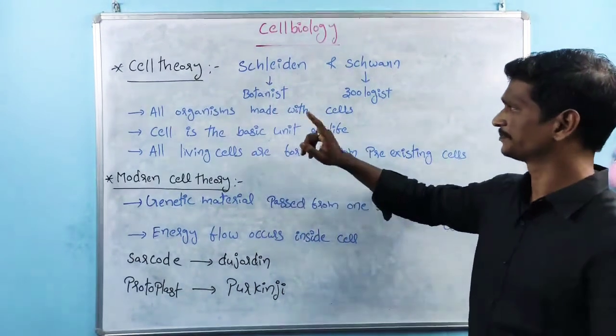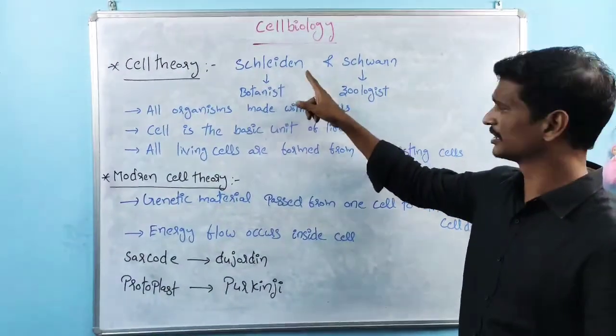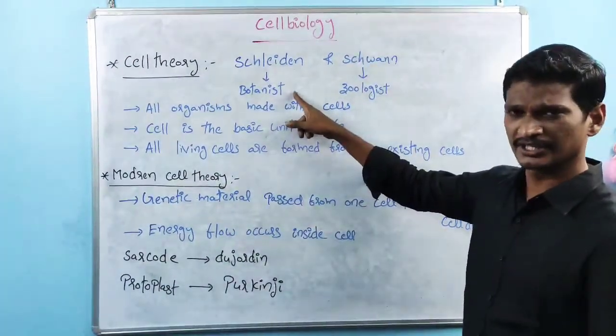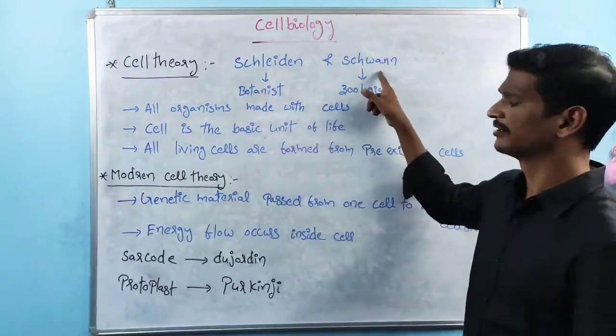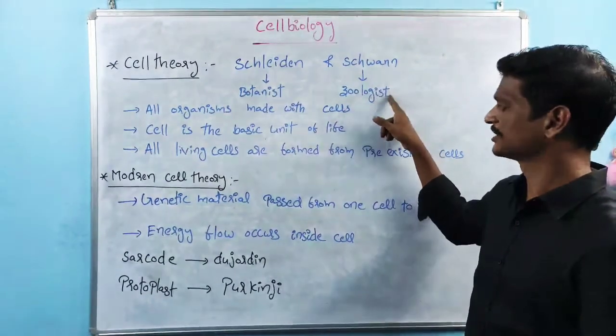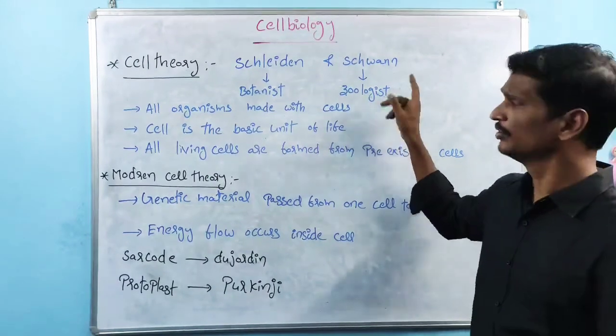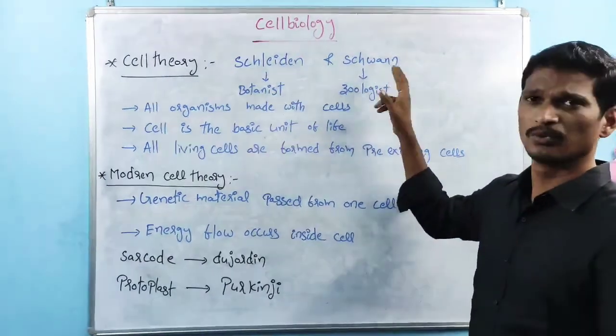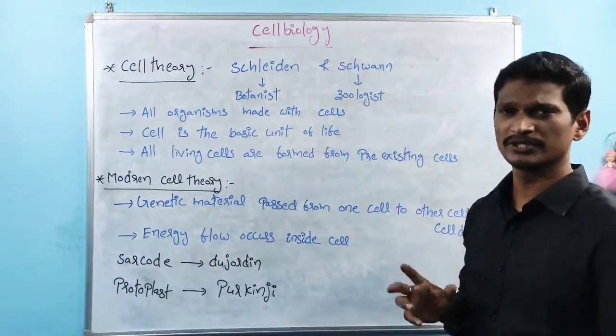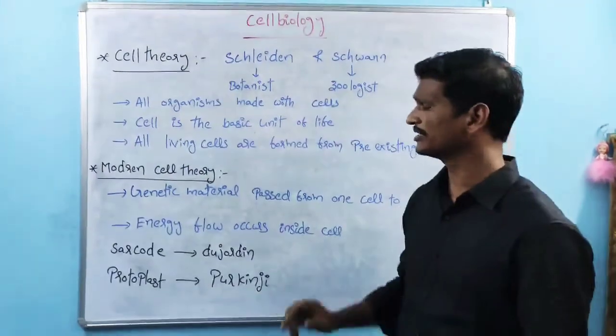Within that cell theory, Schleiden is the botanist. He did research on plants, and Schwann is a zoologist. He did research on animals. So Schleiden and Schwann, both scientists, together proposed one theory. That theory is called cell theory.